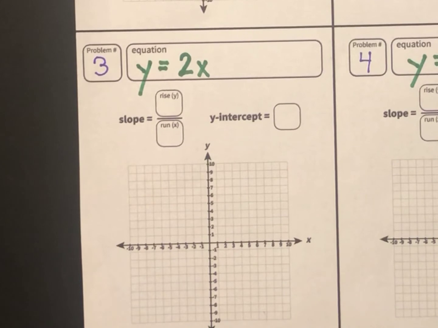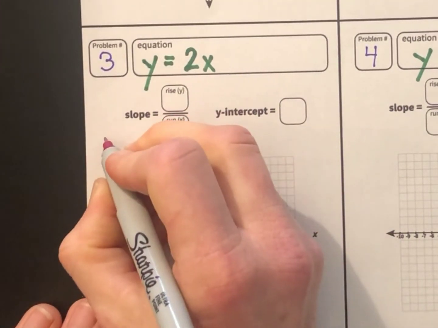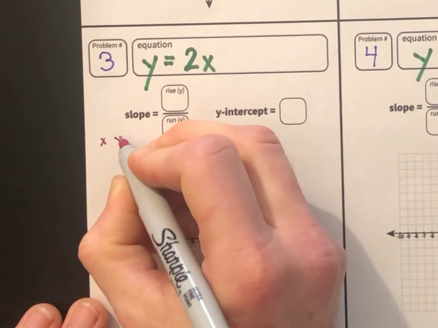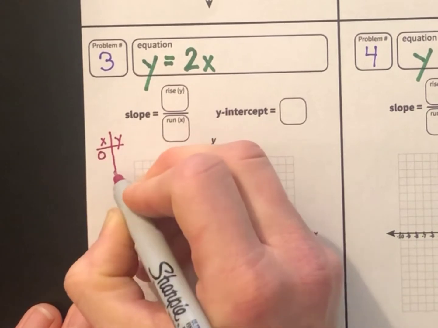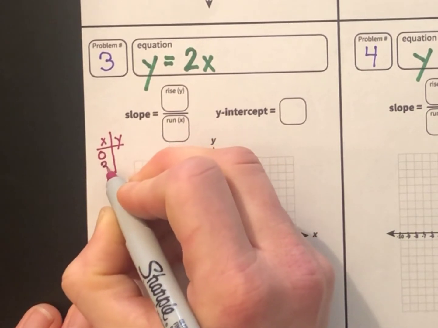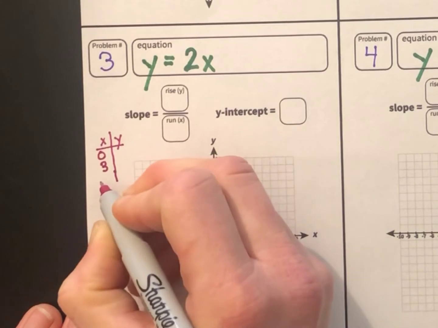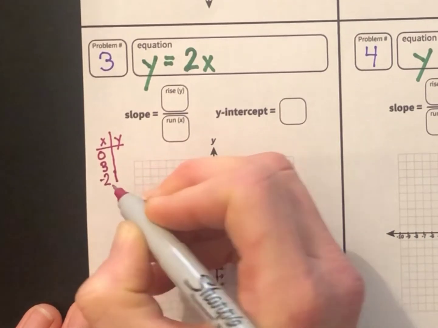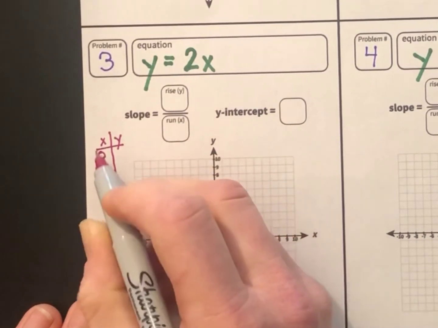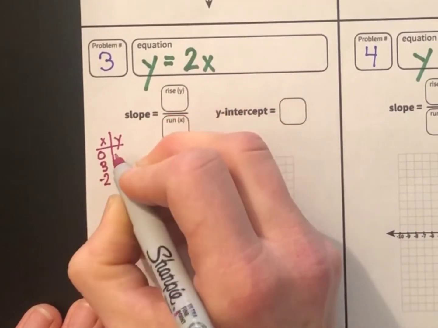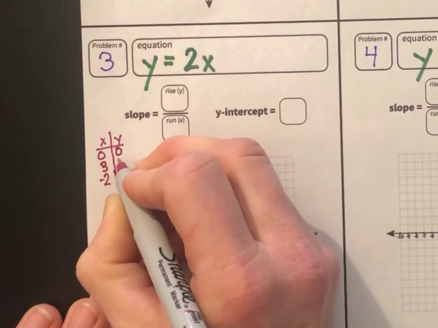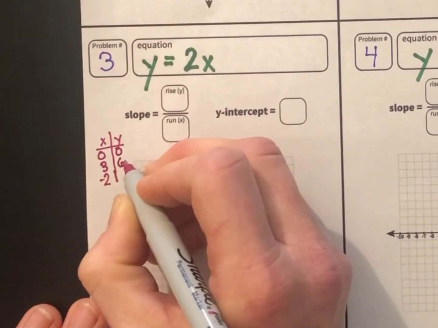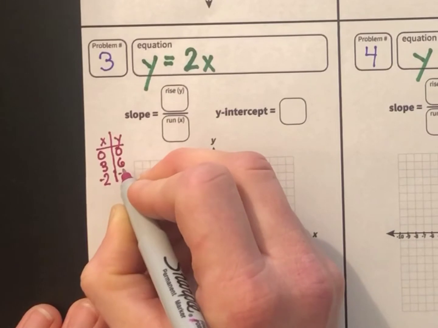Y equals 2x. Let's draw our table, x and y. I'll choose 0 for x because that's my favorite. 3 and how about -2? 0 times 2 is 0. 3 times 2 is 6. -2 times 2 is -4.